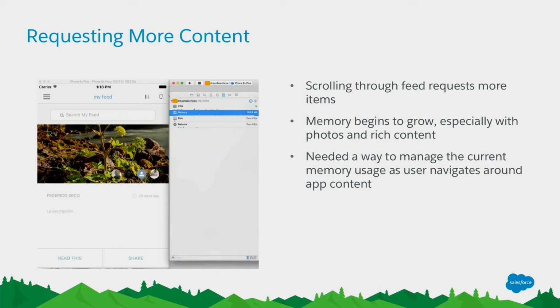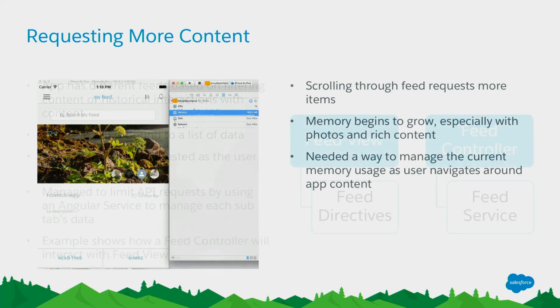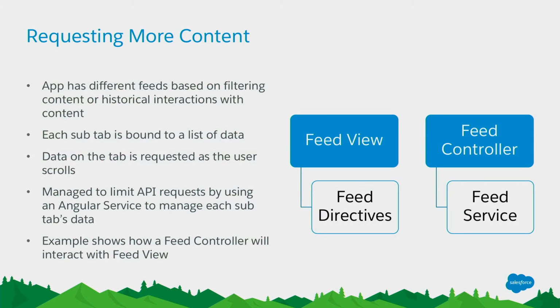Now, as we were scrolling, we got to see that we're requesting more content and more things were loading into that feed view. And as that happens, we're not actually destroying it. It's just persisting in the application's memory. So what we had to do is basically create a poor man's garbage collection.